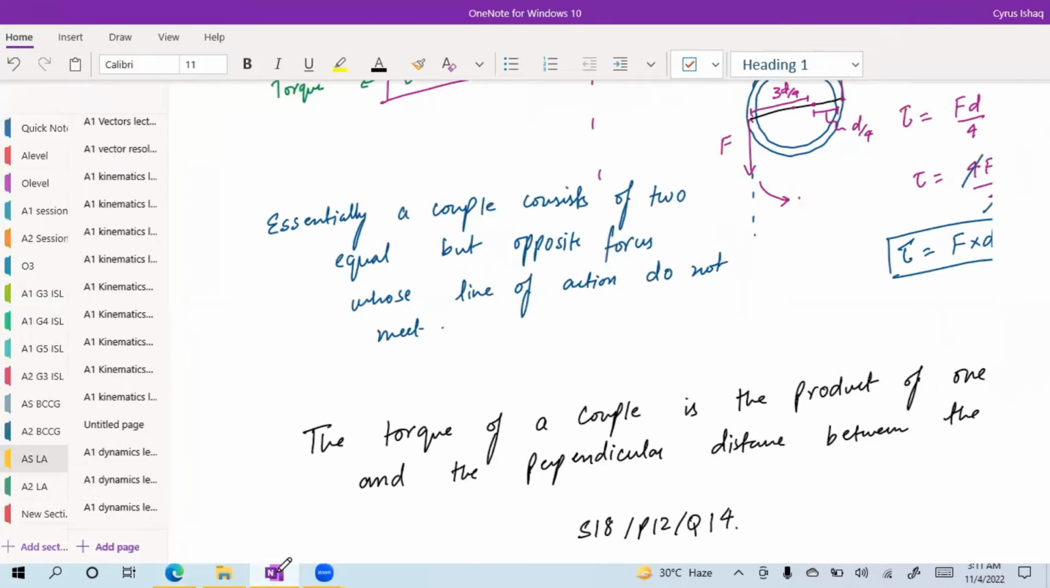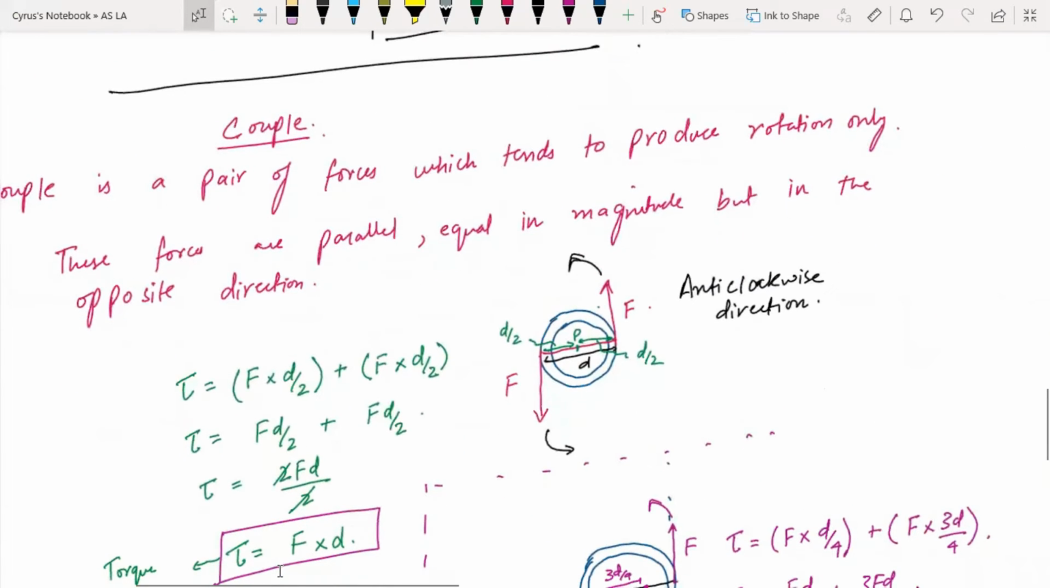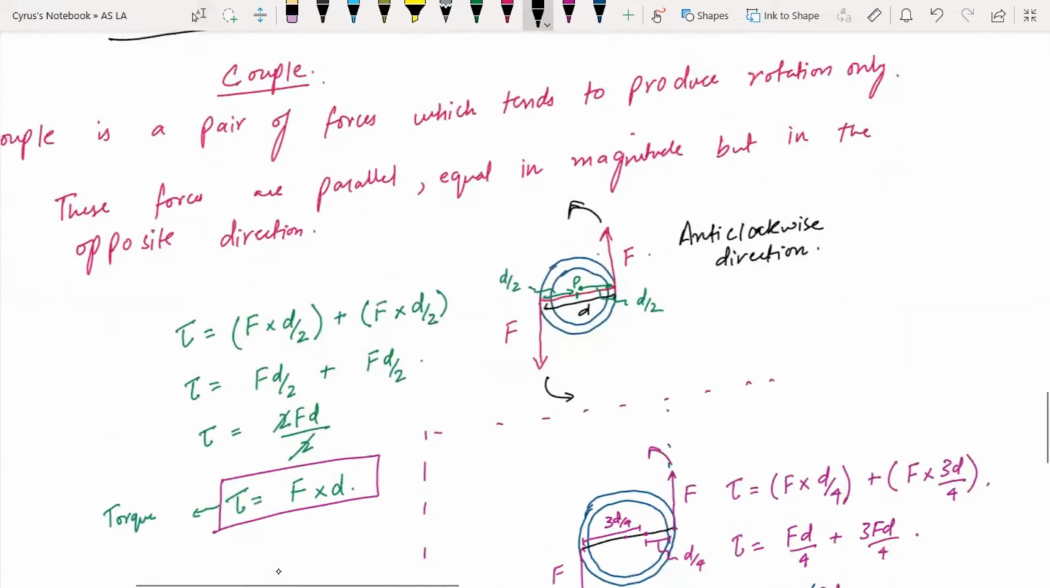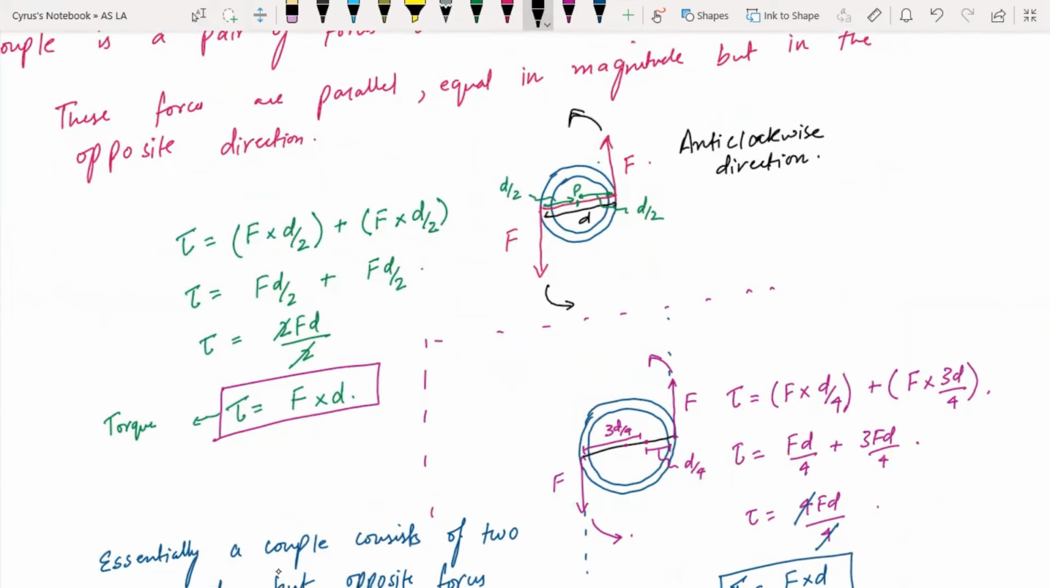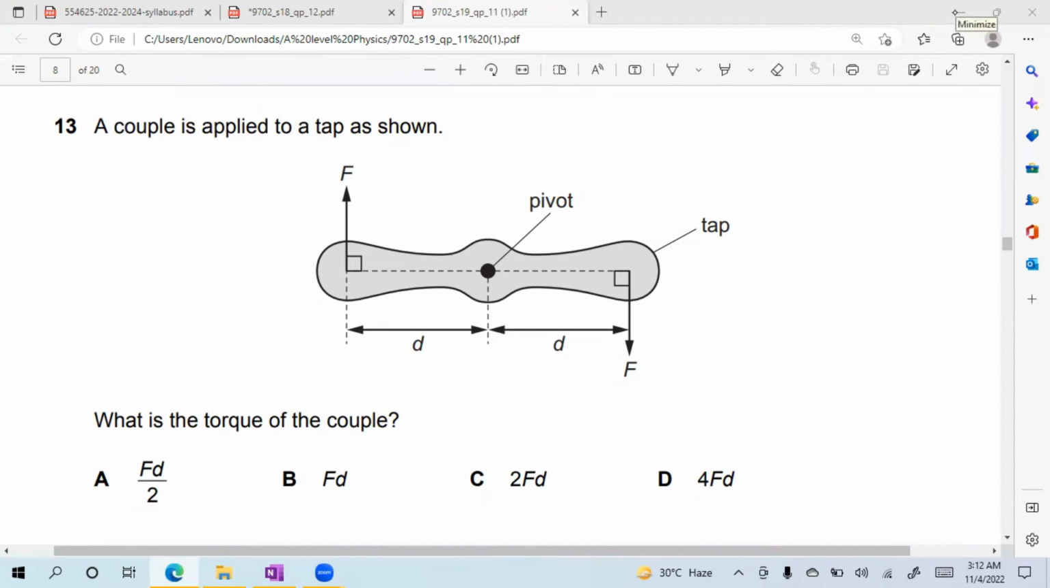ये देखिए ये क्या हो रहा है, मैंने आपको यही तो उस वक्त से बता रहा हूं। ये उसी तरह से देखिए, ये d by 2 है, ये भी d by 2 है, वहां पे ये d था और d था, तो टोटल यहाँ पे d बन रहा है, तो यहाँ पे वहां पे 2d बन रहा था टोटल डिस्टेंस, तो आपके पास देखिए a couple is applied to a tap as shown. What is the torque? It's C. Very good. ठीक है, आपने डबल डिस्टेंस ले लिया.